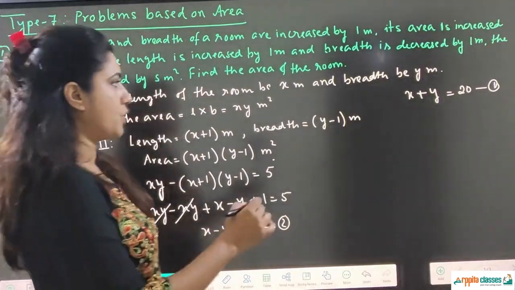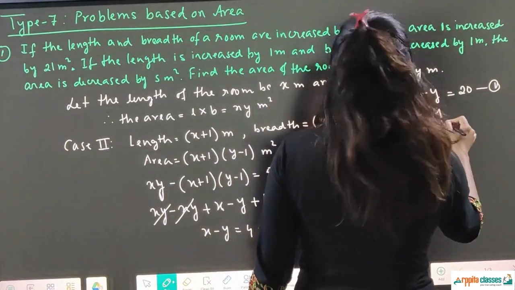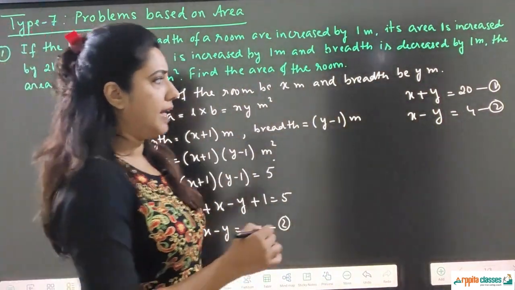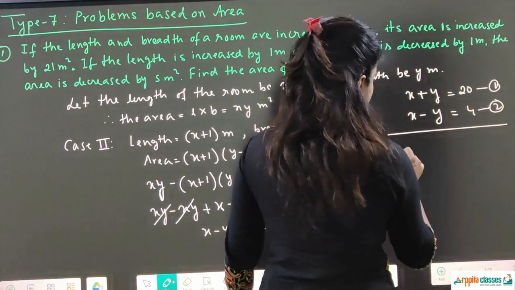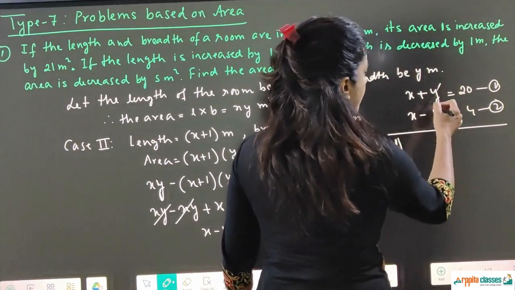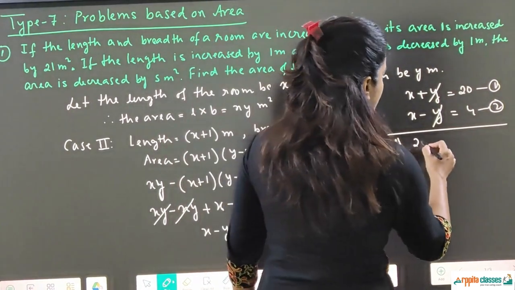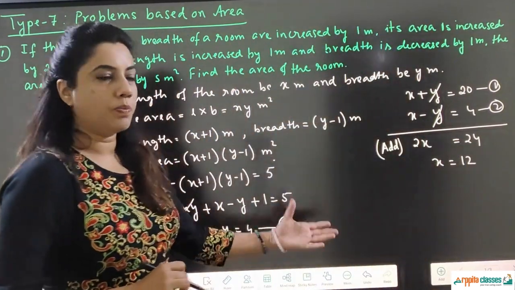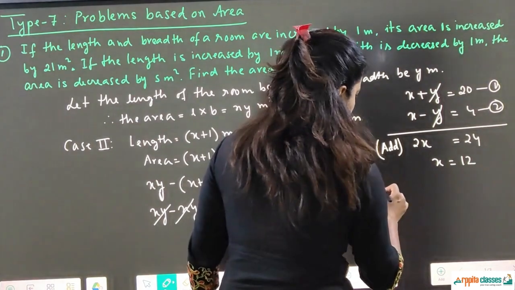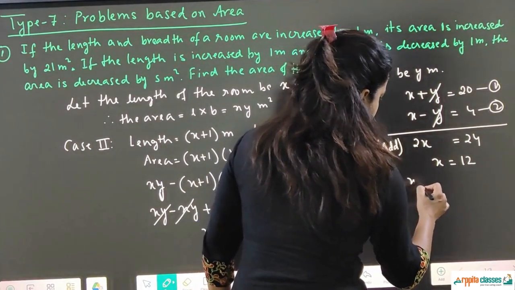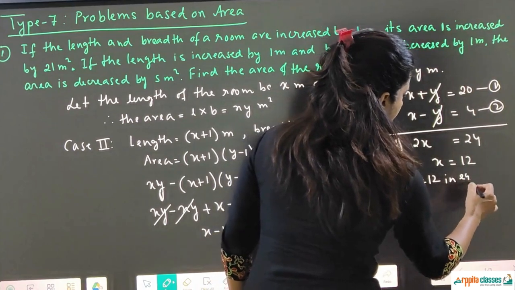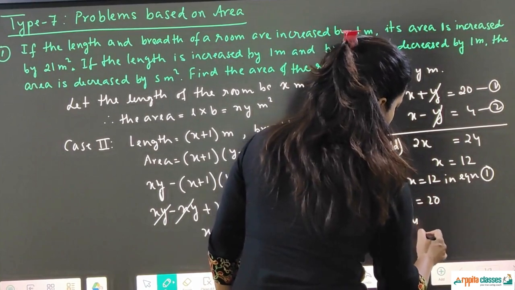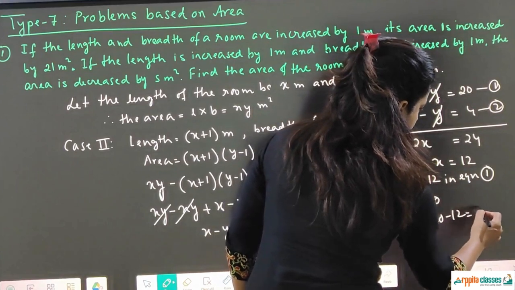This is my second equation. Okay, so I'll write the second equation over there. x minus y is equal to 4. Now very clearly y has got same coefficient, so we'll just add them. Signs are also different. Add them, plus y minus y gets cancelled. Twice of x is equal to 24 or x is equal to 12. Now just put the value of x. So I'm putting x is equal to 12 in equation 1. So 12 plus y is equal to 20, or y is equal to 20 minus 12, that is 8.